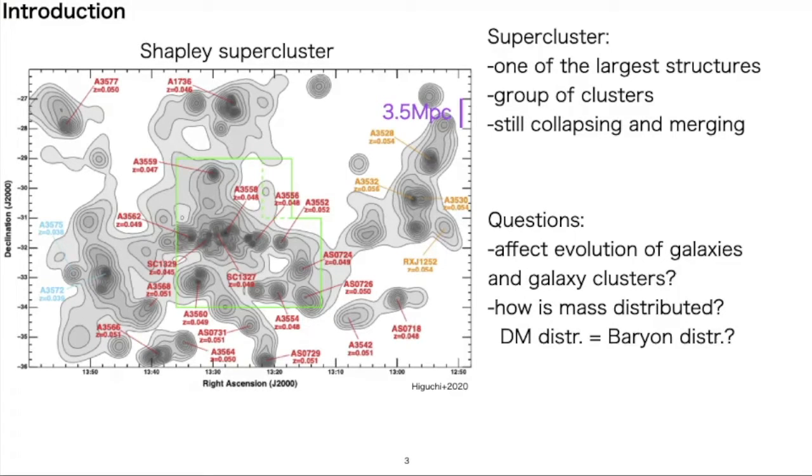If we observe the superclusters, we can only observe the baryon distributions such as galaxies and stars. So we don't know how dark matter is distributed. In this study, we want to know the dark matter distribution without any assumptions.